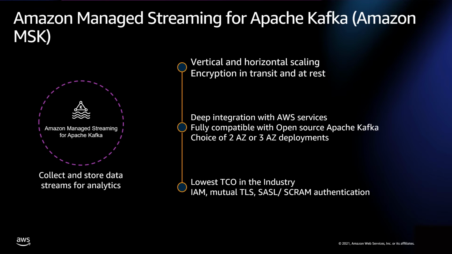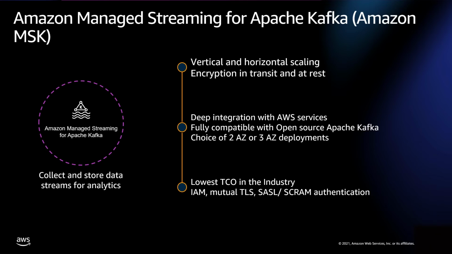And Amazon Managed Streaming for Apache Kafka, or Amazon MSK, is a fully managed service to run Apache Kafka workloads. Amazon MSK makes it easy to run your Apache Kafka workload. With a few clicks, you create a production-ready cluster. You can do vertical and horizontal scaling of your Kafka cluster as you need. It is fully compatible with open source Apache Kafka and can be deployed across 2 or 3 AWS availability zones. The service secures your Apache Kafka cluster by encrypting data at rest. It provides the lowest TCO in the industry.